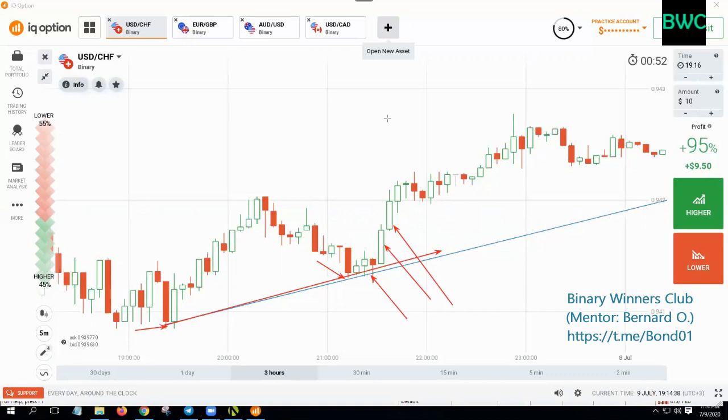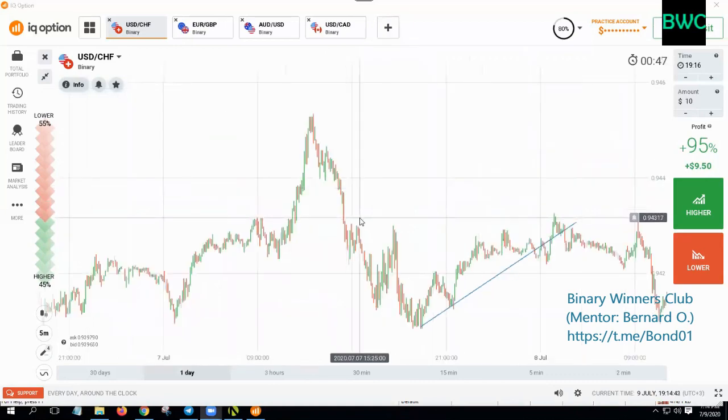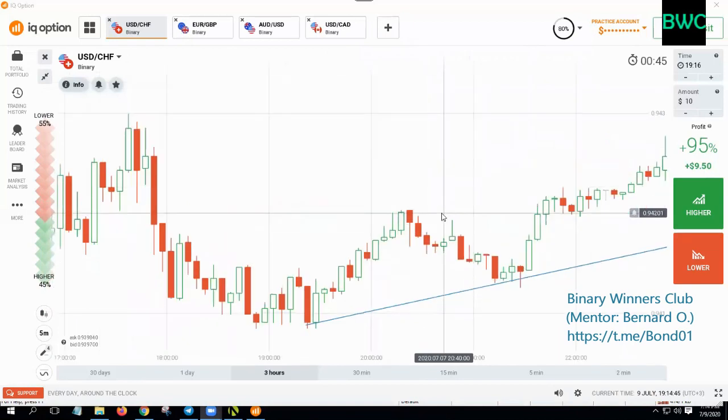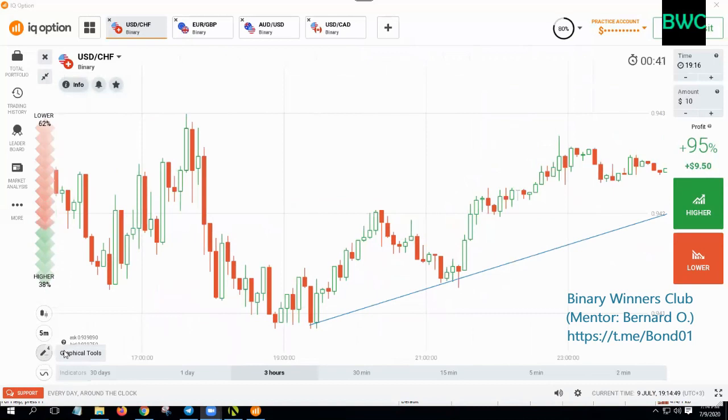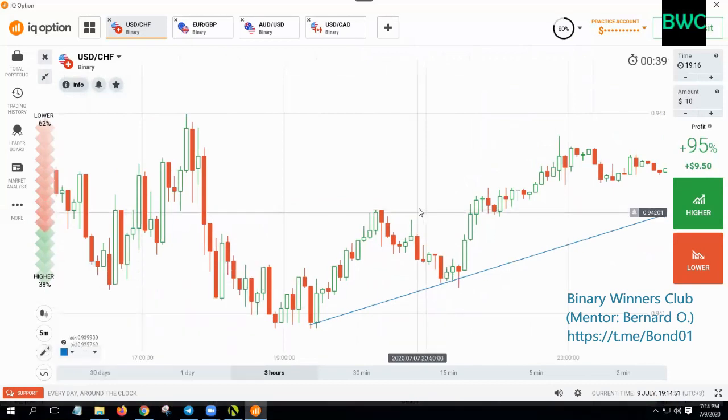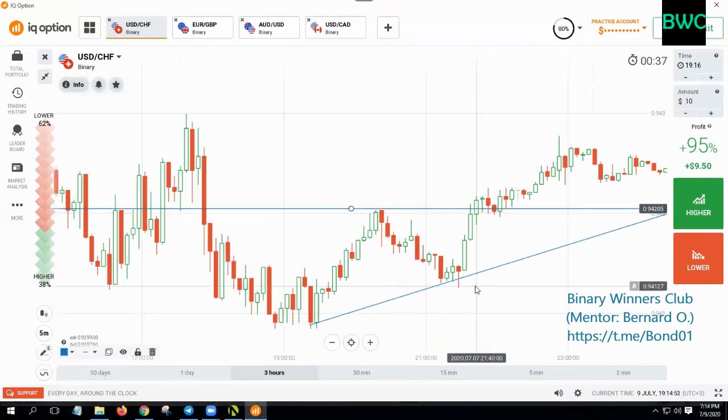Maybe more examples will help you. More examples. Sorry? That's another strategy. Yeah, that's the strategy I'm sharing with you. It's the modified version of what I was showing you with horizontal levels. Where a candle touches, reverses, you wait for a third one.